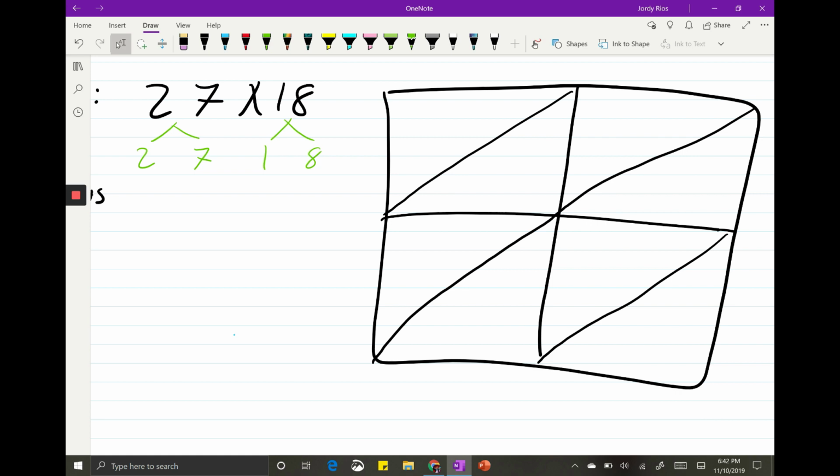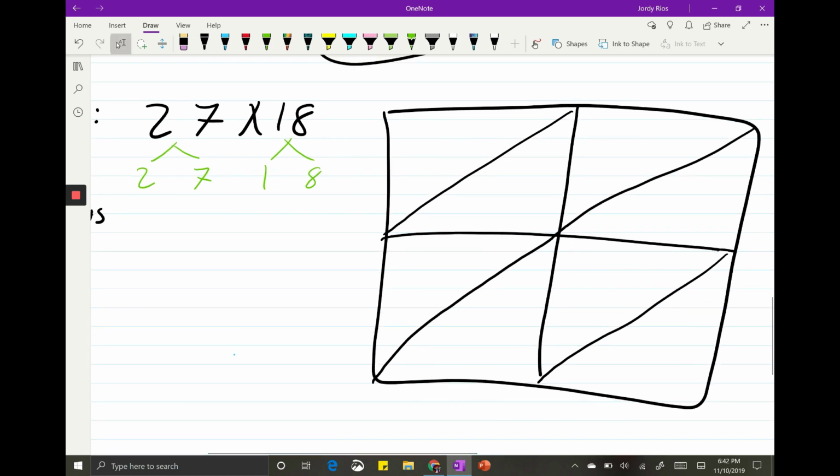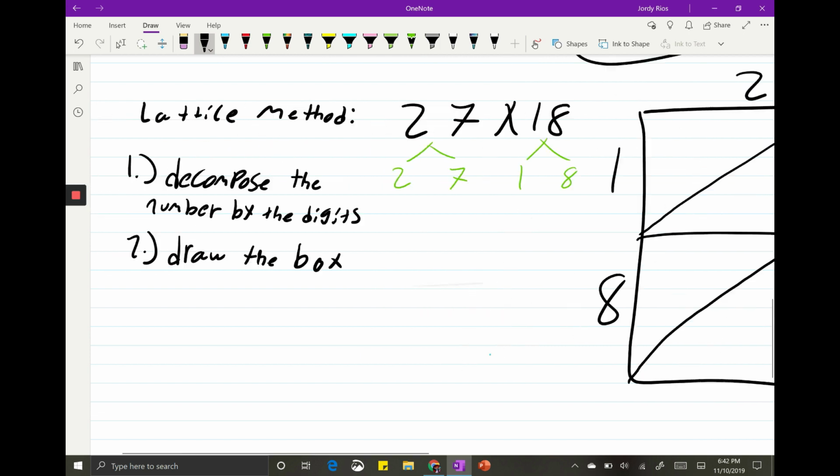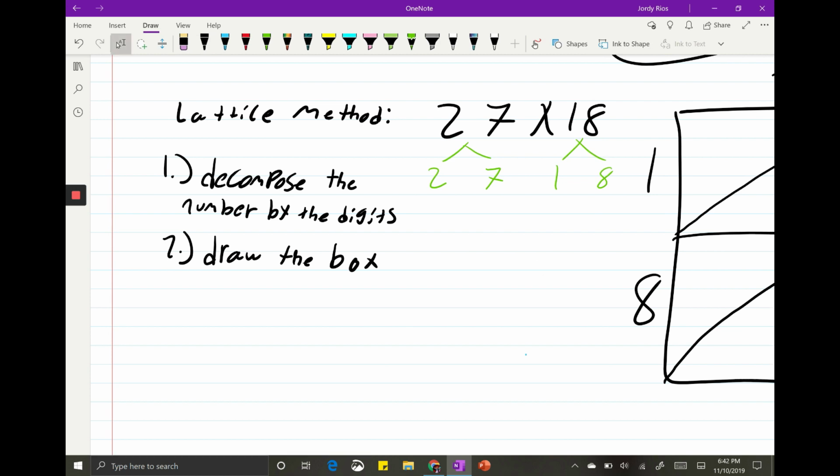Alright, so when I draw my box, I just put the numbers on top and on the side: 2 and 7, 1 and 8. So step 1, decompose the number by its digits, and then step 2, draw the box. Step 3, multiply.